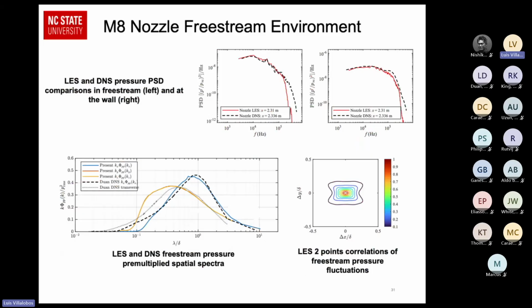The bottom left is comparing the pre-multiplied power spectral density of the pressure fluctuations in terms of the spatial directions. So in the span-wise, stream-wise, and, well, I guess there's no one-on-one direction, but in the XY directions. So what we can see is that we get good agreement with the DNS in terms of the span-wise spectra, in terms of the stream-wise spectra, which is those blue curves sitting on top of the dashed black line, for most of the wavelength space, except for in the smallest wavelengths.